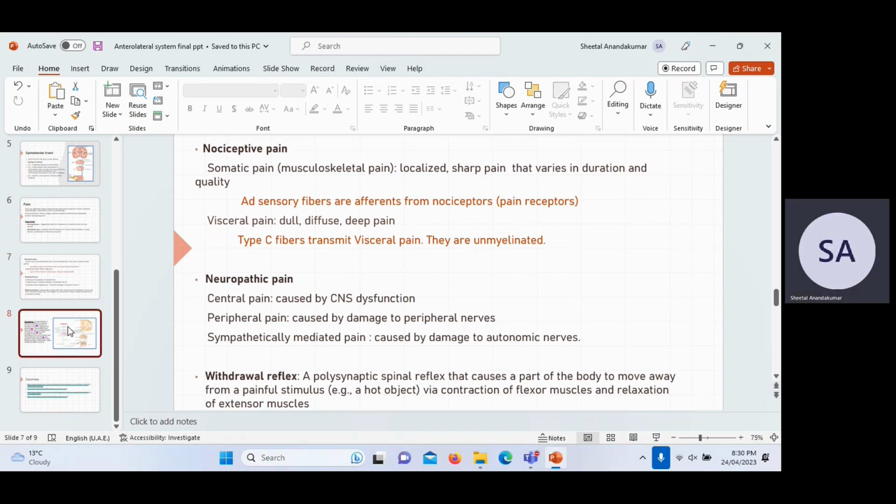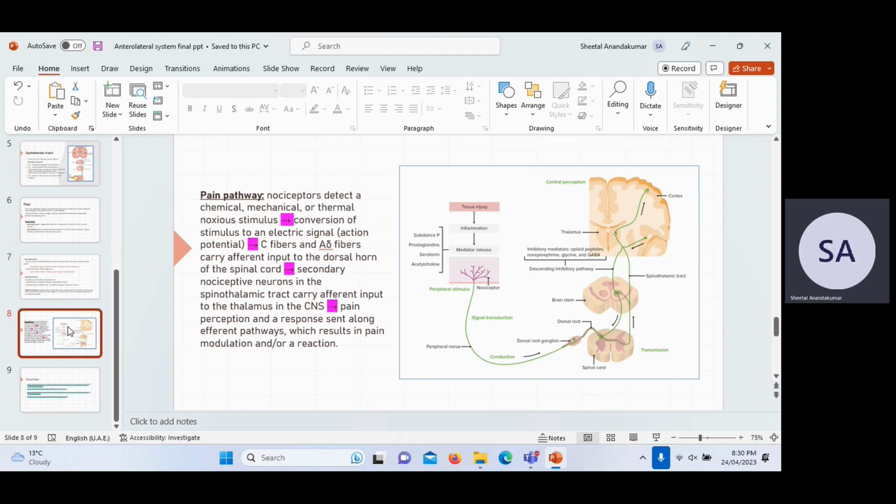Nociceptive receptors are the first ones to detect the chemical, mechanical, or thermal stimulus, and then the stimulus is converted into an electrical signal or an action potential. Then the C-type fibers and the A-delta fibers carry it to the dorsal horn of the spinal cord, and from there the secondary nociceptive neurons in the spinothalamic tract take over, and they transmit it to the thalamus in the CNS, and there the pain is perceived. After the perception, a response is sent along the efferent pathway, which results in pain modulation or a reaction to the pain.